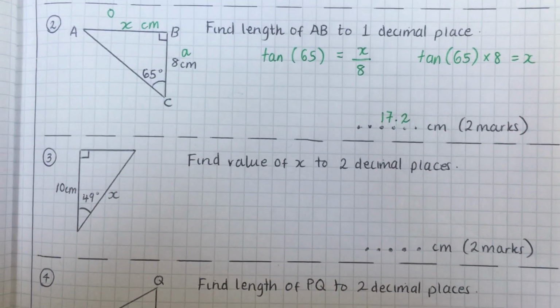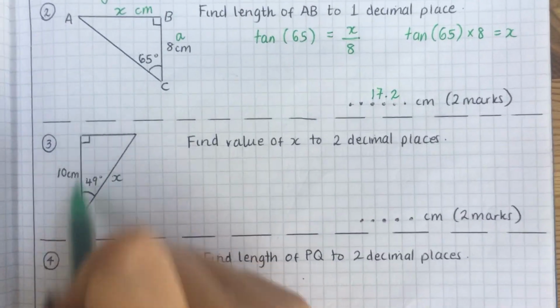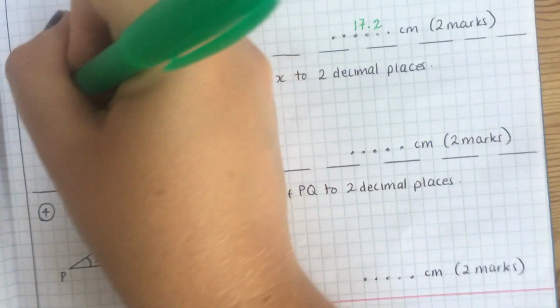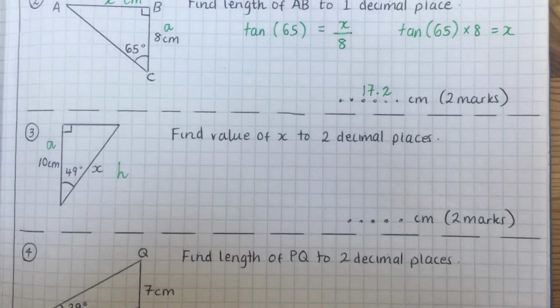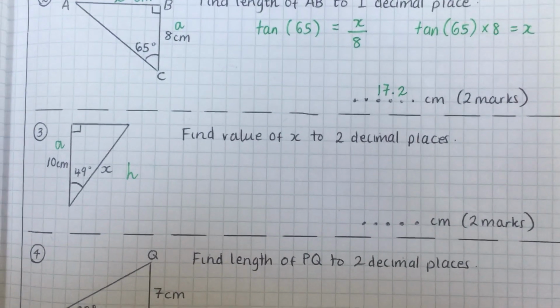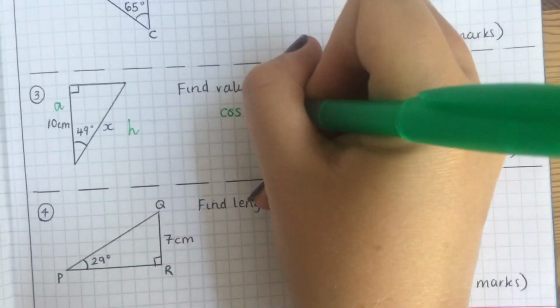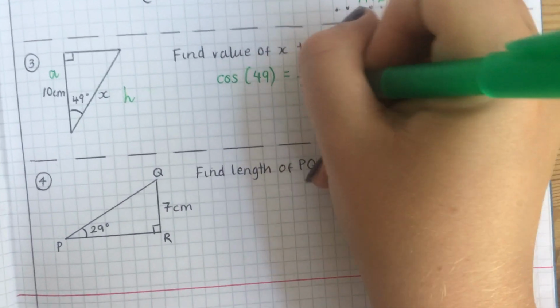On to the next one then. We are looking for the value of X, and we've got this line here. First of all, we need to label the sides. X is the hypotenuse, and 10 is the adjacent. Not interested in O. So we've got A and H, so we know we need to use cos, okay? Because SOHCAHTOA. So cos 49 equals the adjacent, 10, over X.